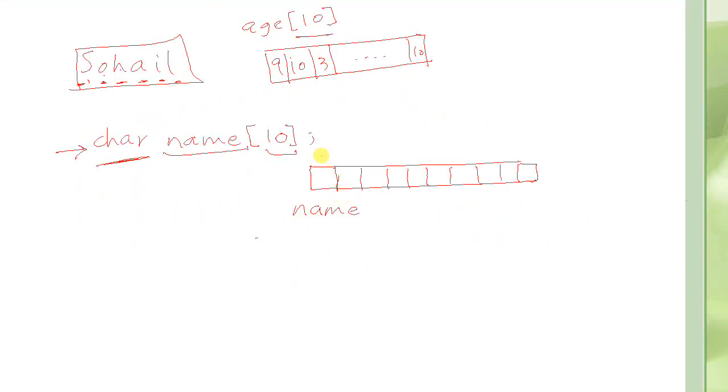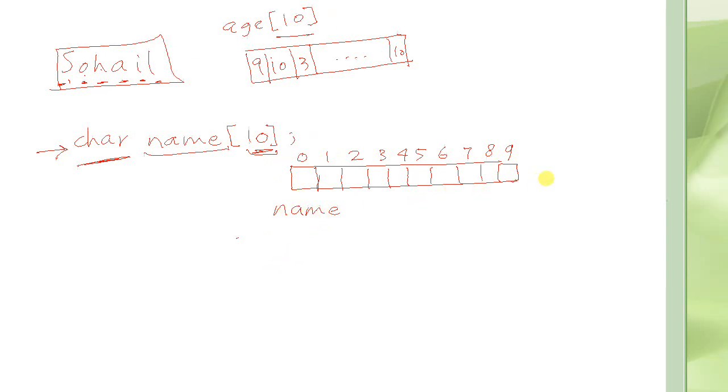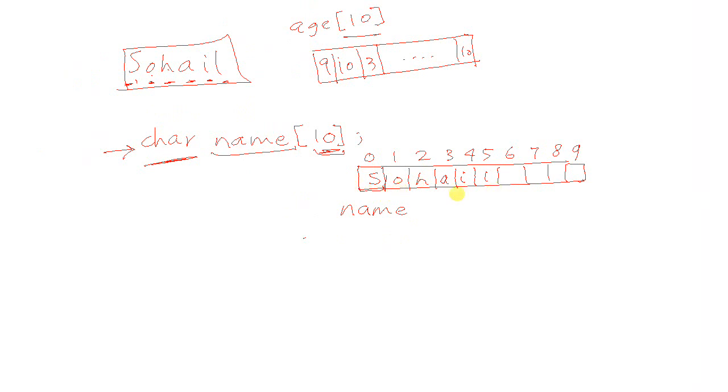And as we learned before, these are 0 1 2 3 4 5 6 7 8 and 9. These are the indices of these elements. Indices range from 0 to one less than the total number of elements. So this is how the string name can be conceptualized in memory. In each one of those I can store one character, so I could store S here, O here, H here, A here, I here, and L here. This is how I store my name in the string name.